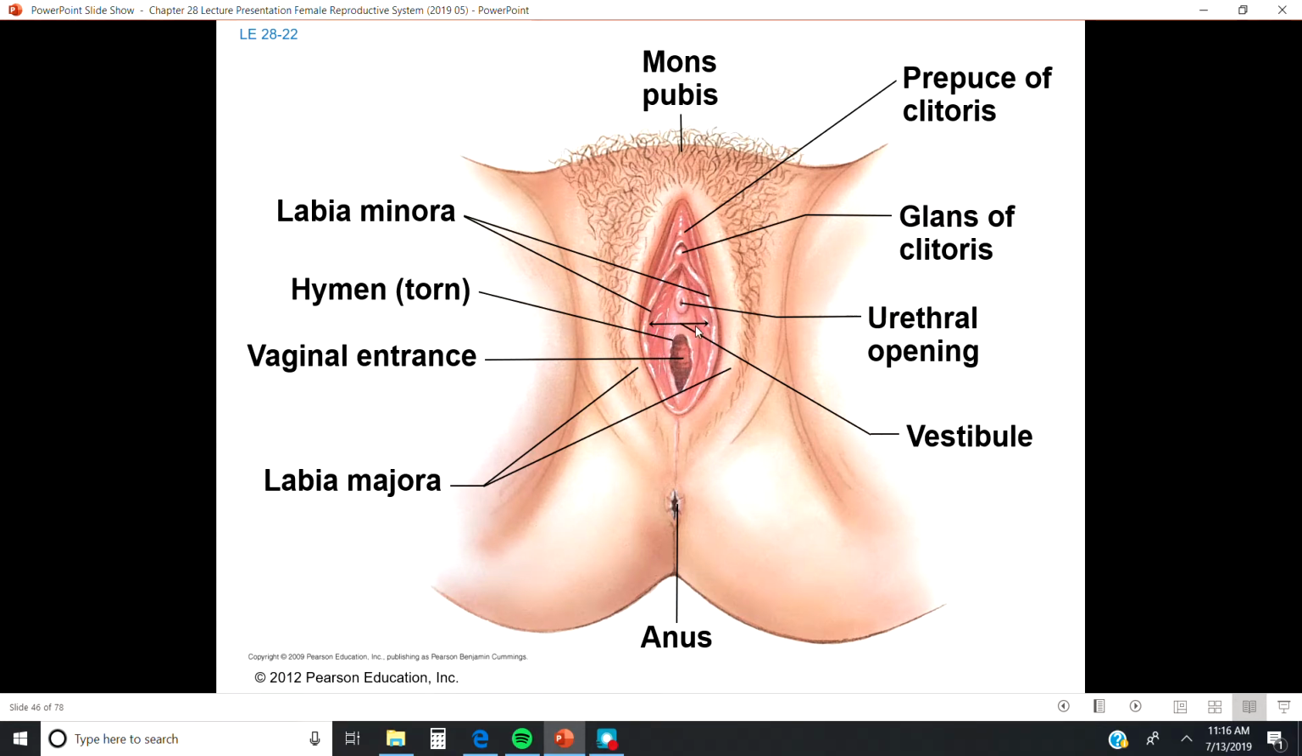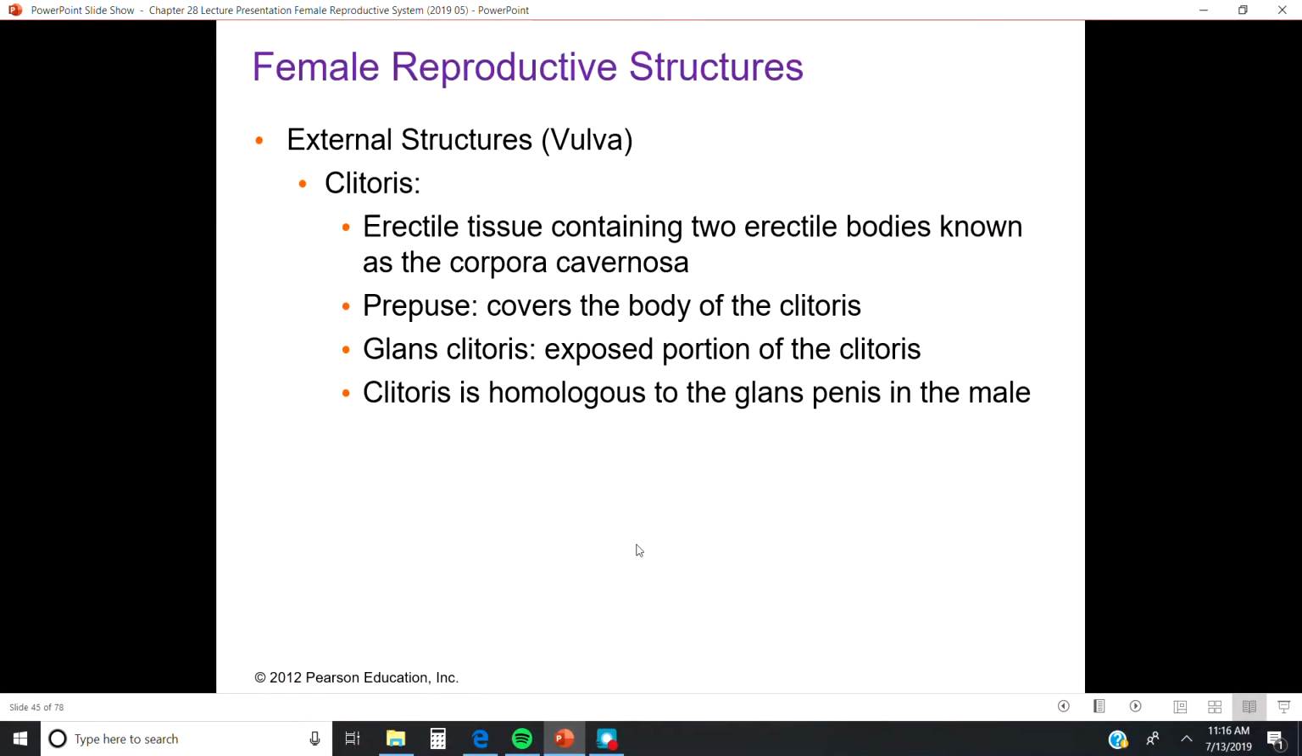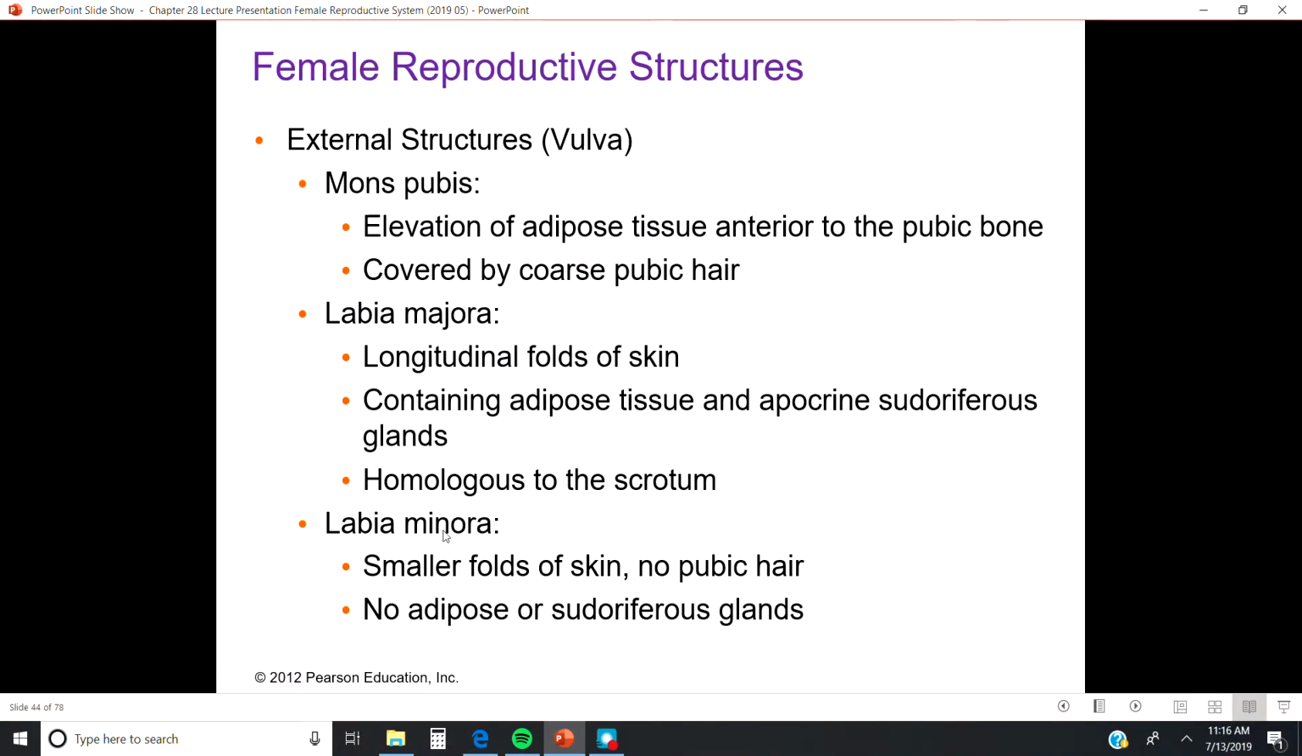In a minute, we're going to describe something known as the vestibule. That's the space between the labia minora on the right here, and this would be the labia minora on the left. Again, we're looking at the patient's left, patient's right. Just to give you an idea from the sagittal view, all of this adipose tissue here would be in the mons pubis. This would be the labia majora, labia minora. You can see our book calls it a little bit different, labia majus, labia minus. It's all the same thing. Okay, so those are going to be the first three structures.